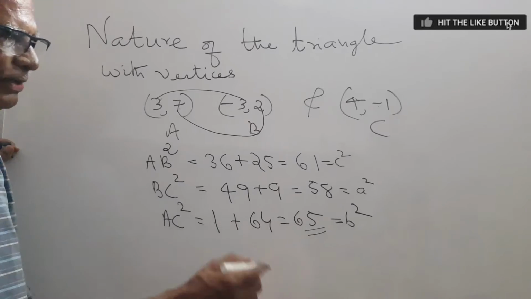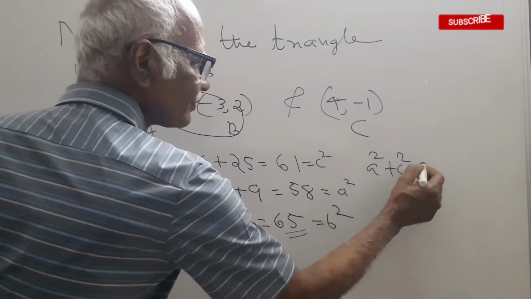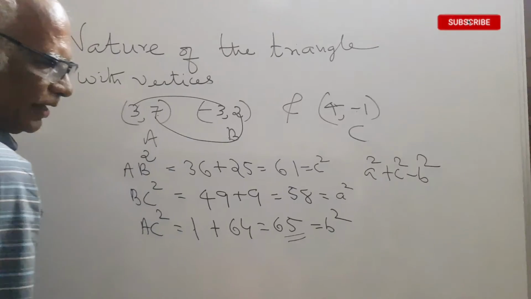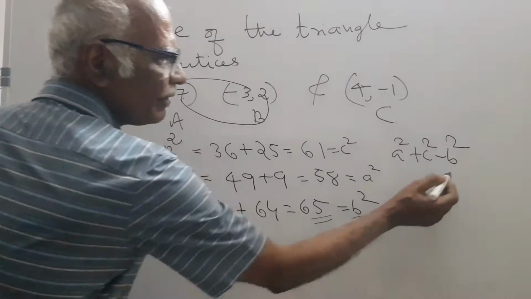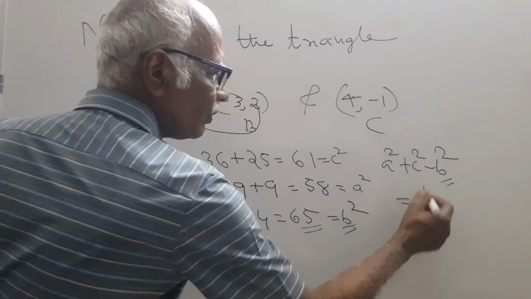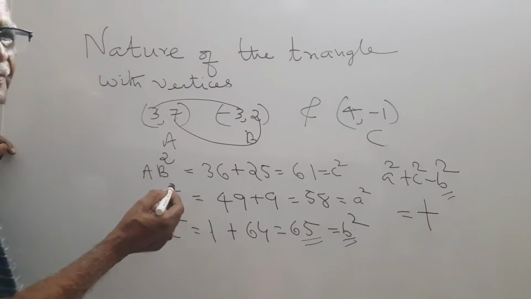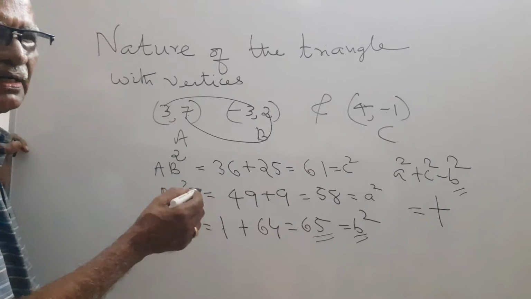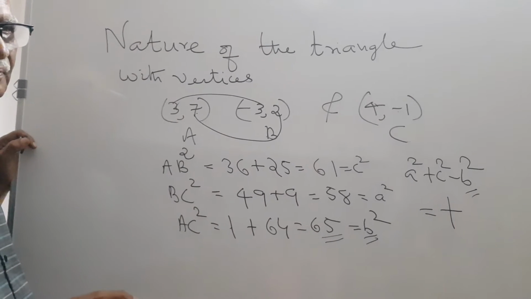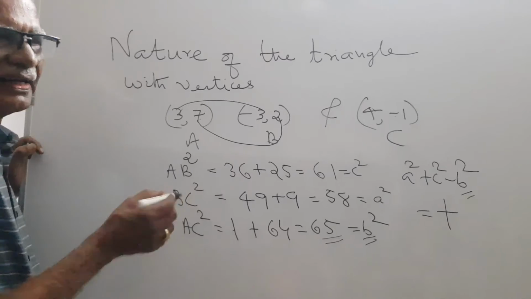So we work out the formula: a square plus c square minus b square. This b square is the largest, and we see it is positive. So the triangle here is an acute angled triangle. All angles are less than 90 degrees.